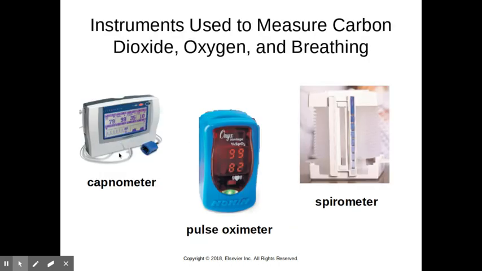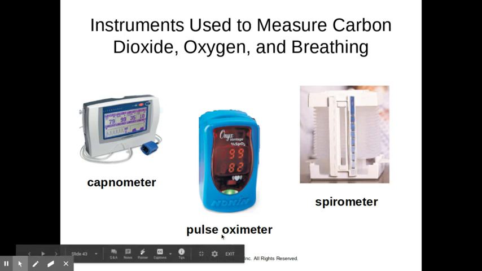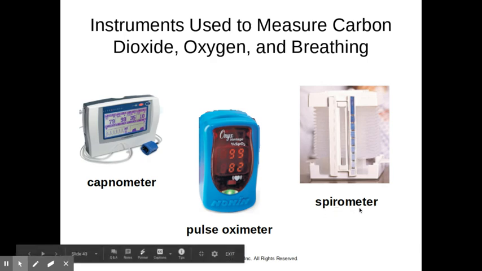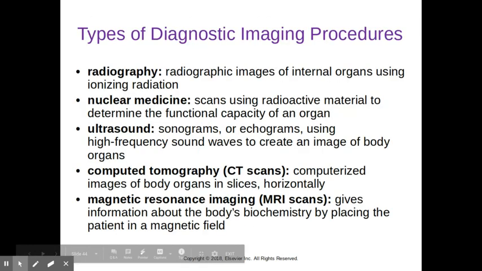Capnometer. This measures carbon dioxide. Pulse oximeter measures oxygen within the blood. You have the spirometer, which is a measurement of breathing, right? So a device to measure breathing, a device to measure oxygen, a device to measure carbon dioxide.